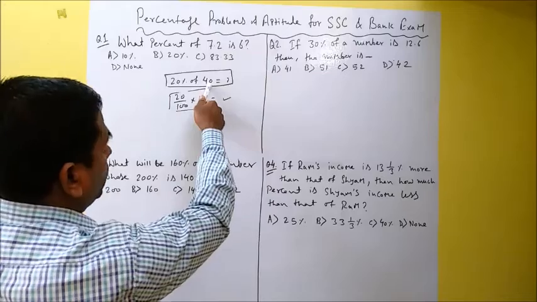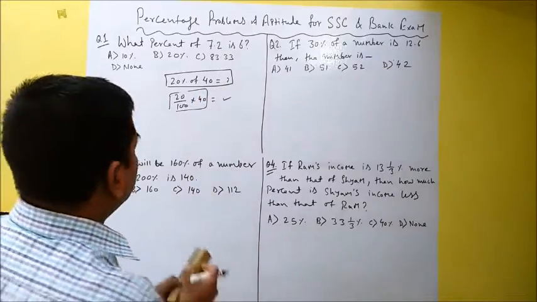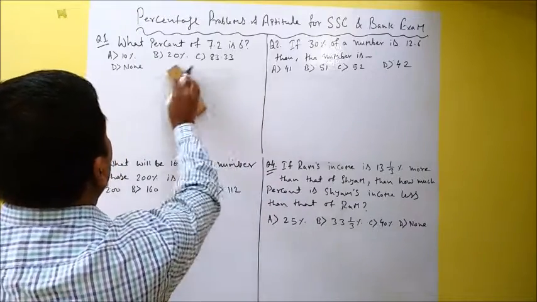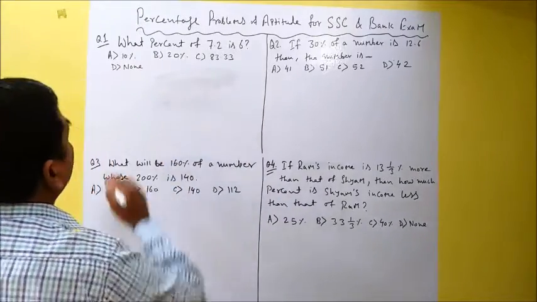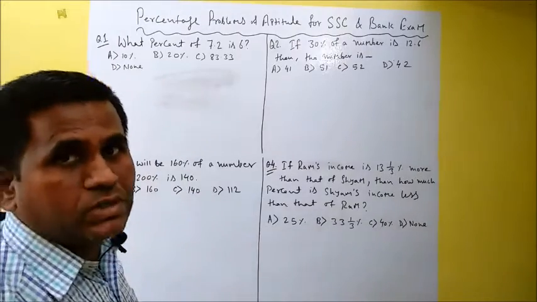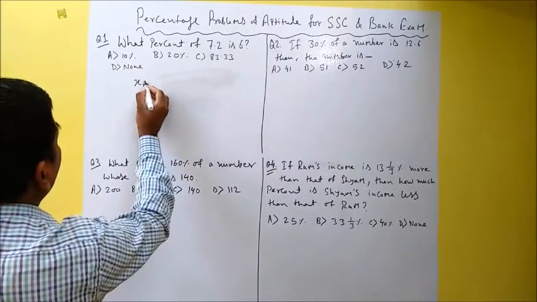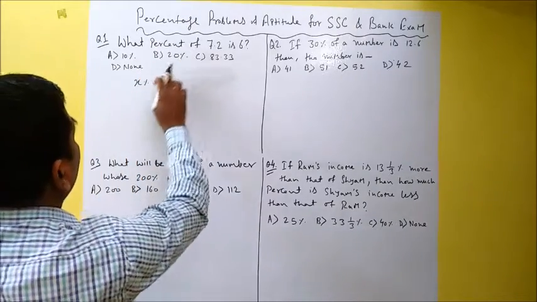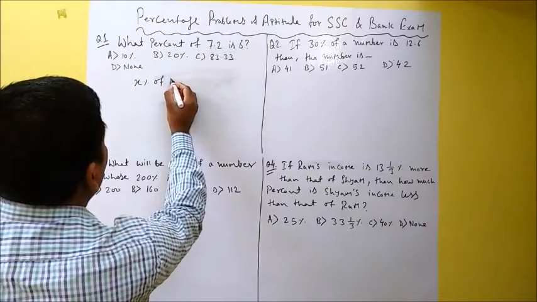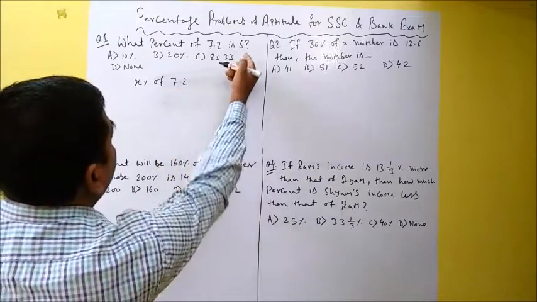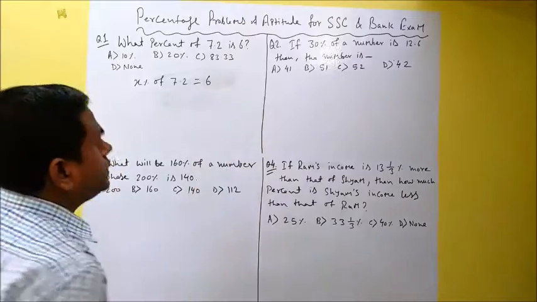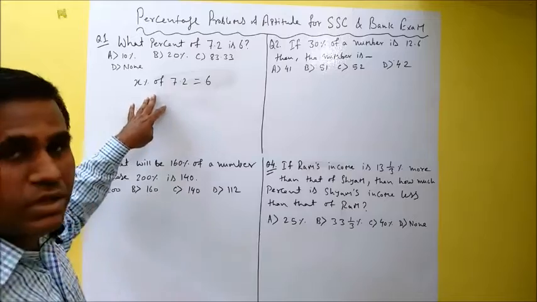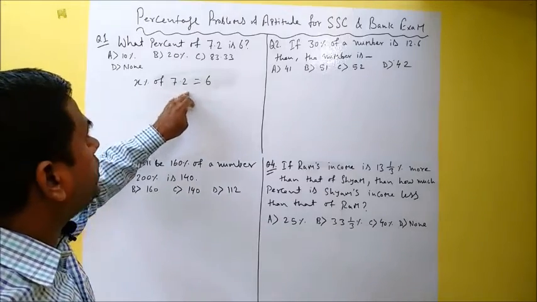Percent of a number is equal to what? Let us see now this question. What percent of? What percent means is unknown. Percent is unknown. So let's say x percent of 7.2 is 6, so equal to 6. The question says, what percent of 7.2 is 6? We have framed the equation: x percent of 7.2 is 6.